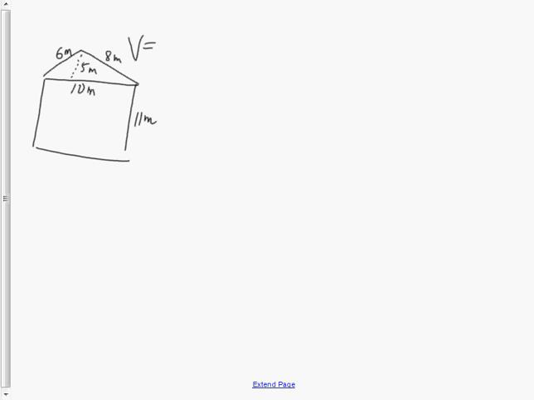Your next question gives you a very poorly drawn triangular prism. It says, what is the volume of this? So volume of any right prism is the same formula. It's the area of the base times the height of the prism.